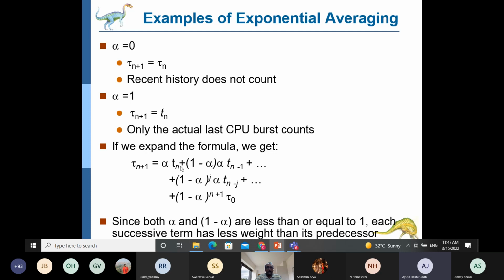That way you can predict the current burst, and based on that you can make a decision. So using exponential averaging, you can predict the current CPU burst, and based on that you can schedule.